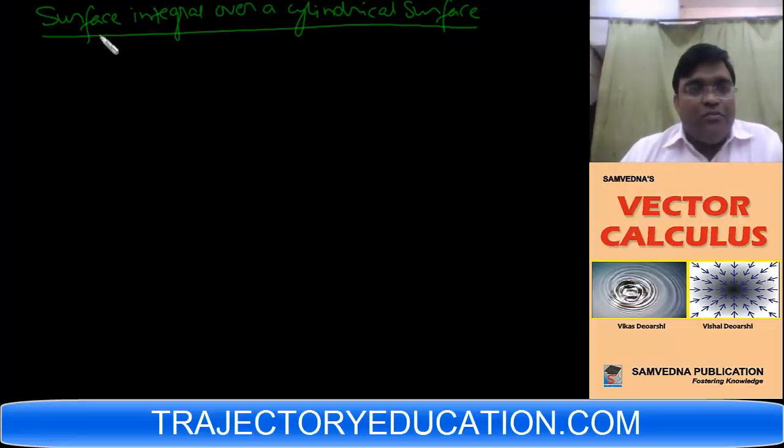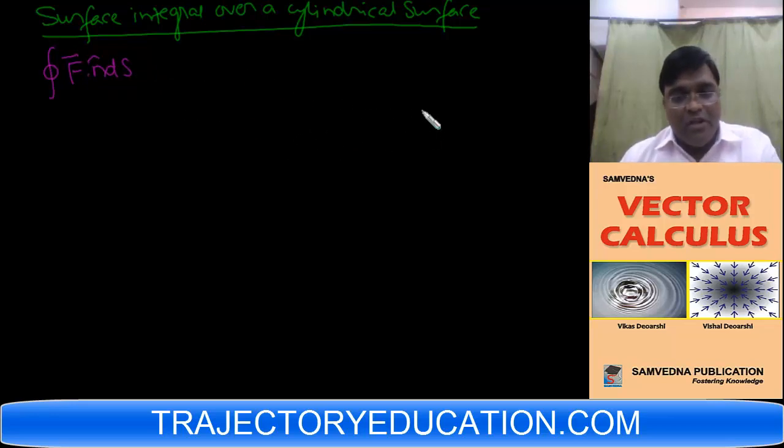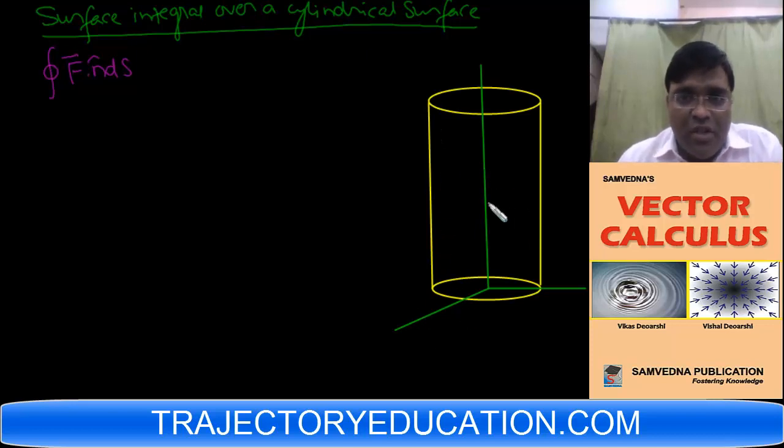Let me discuss with you how to evaluate a surface integral over a cylindrical surface. Suppose you are given a surface integral and you have to evaluate it over a cylindrical surface. Let me draw a cylinder first. So see, this is a cylinder.